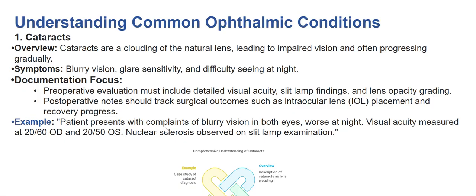Example, patient presents with complaints of blurry vision in both eyes, worse at night, visual acuity measured at 20 over 60 OD and 20 over 50 OS, nuclear sclerosis observed on slit lamp examination. And this would be cataract. The diagnosis for such presentation would be cataract. And here is a summarizing diagram summarizing the comprehensive understanding of cataracts.